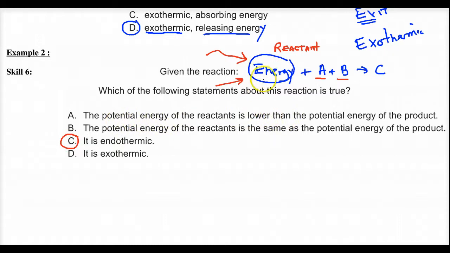If it's endothermic, that means that you're starting low and going high because you're absorbing energy. So A and B are reactants, and they would start low, and because they're absorbing energy, their overall energy goes up, they become C. So the potential energy of the reactants is lower than the potential energy of the product. And I guess I could say that as well.